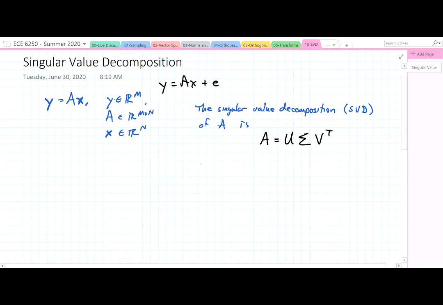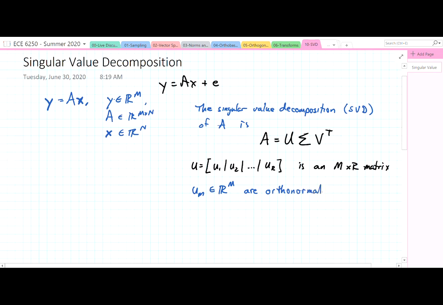Okay, so in this one we have U is equal to a bunch of column vectors, an M by R matrix, where the u's are m-dimensional vectors, and they form an orthogonal and normalized set, so that U transpose U is equal to I.